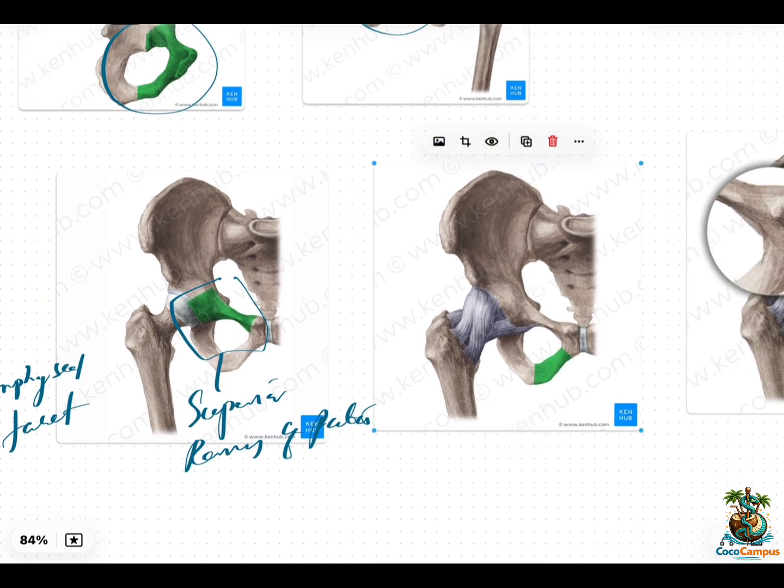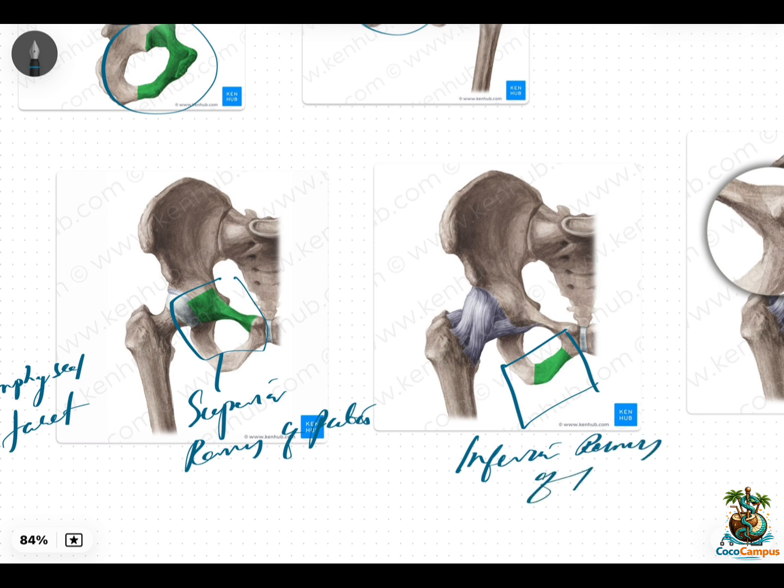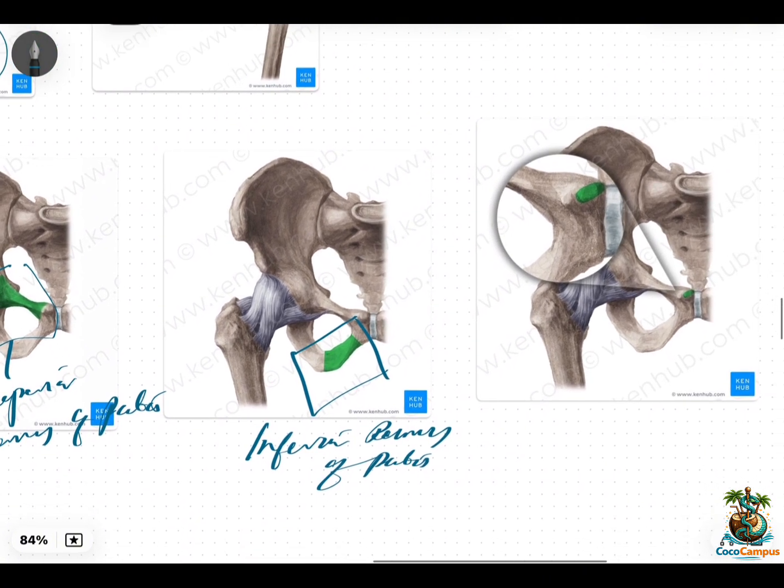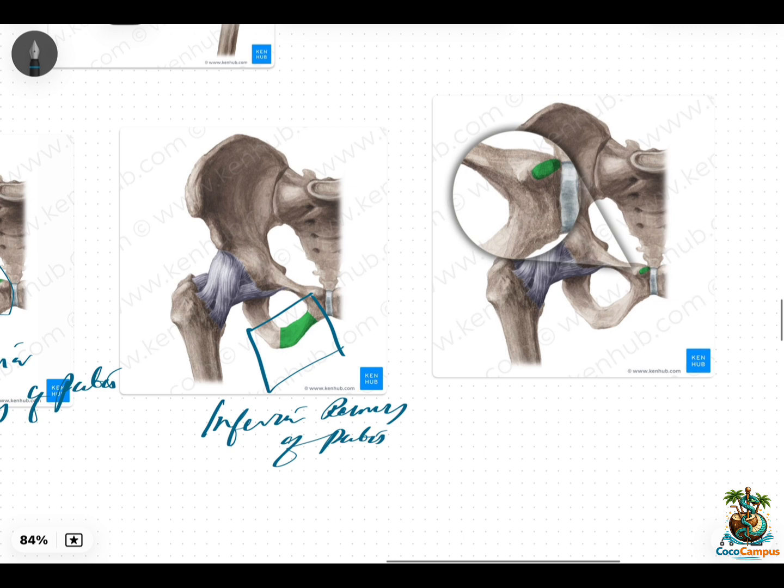Next is the inferior ramus of pubis. It extends down to meet the ischium. It provides attachment for the adductor muscles, the inner thigh group. I assume you've already watched the muscles of the thigh video.